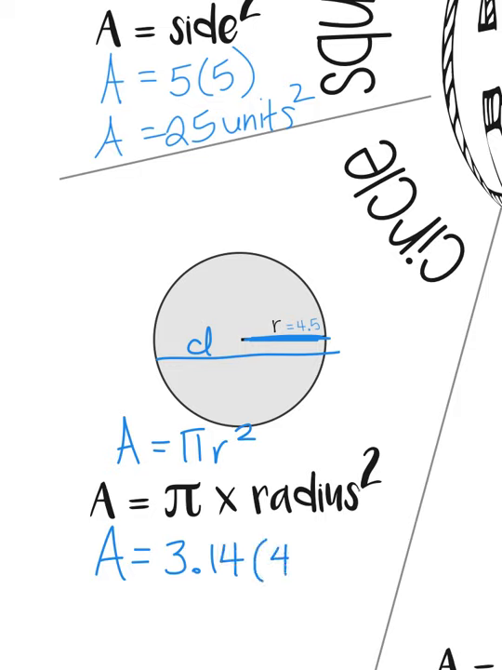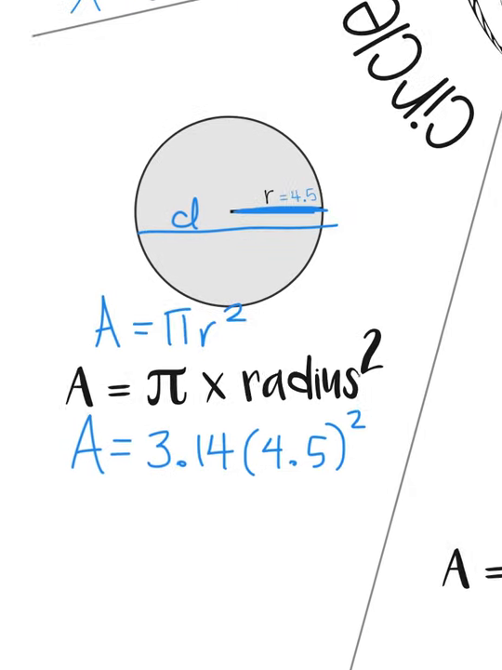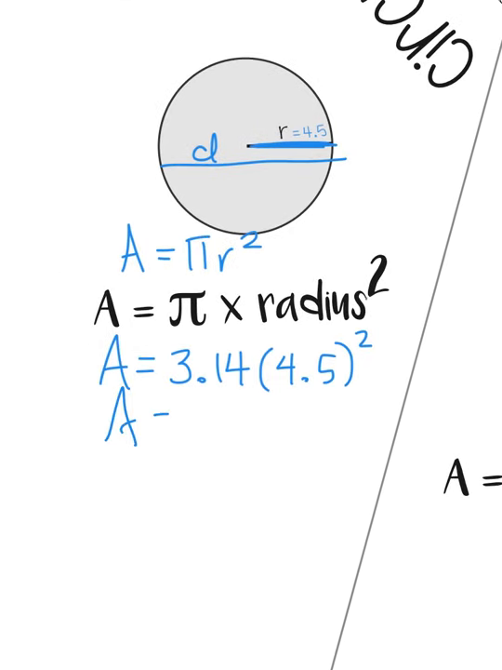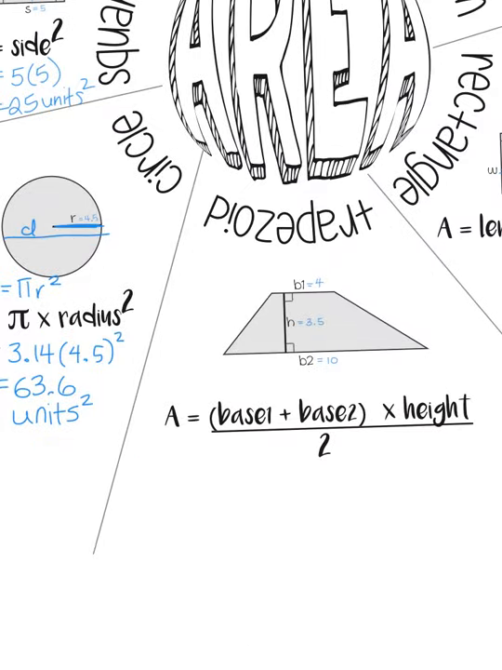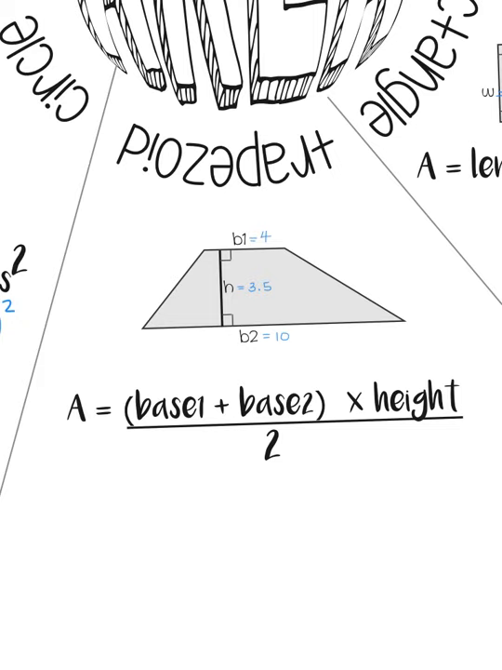times 4.5 squared. And when I type that into my calculator, I get 63.6 units squared. Okay, and that's the circle. So the trapezoid is probably the most difficult. It's 1/2 the height, base 1 plus base 2.